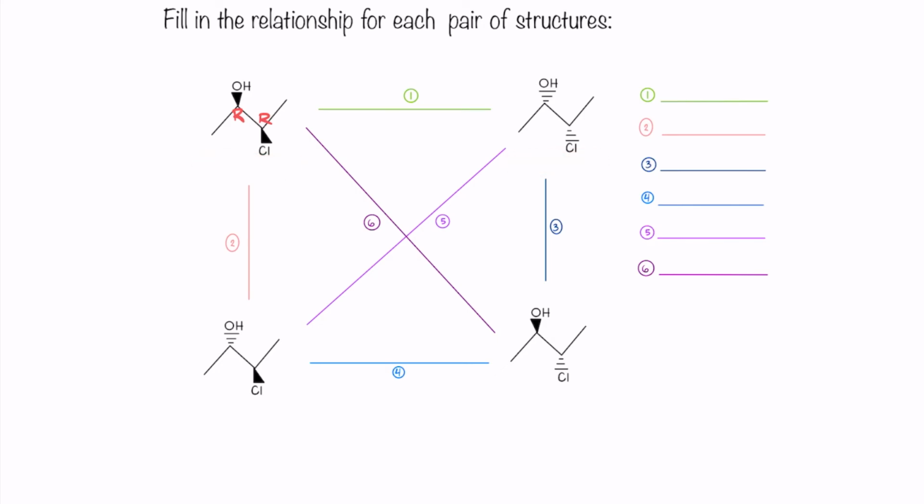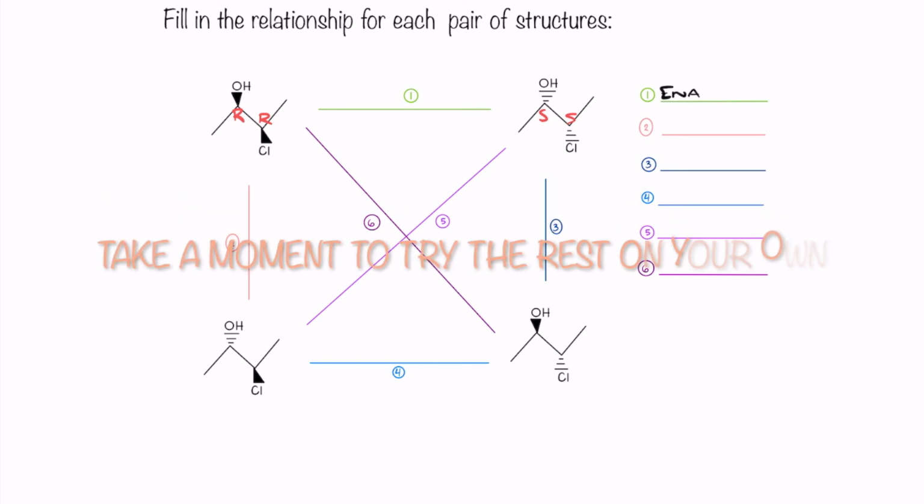And what does that mean? That means both of these chiral centers are going to be SS. If we started off here with RR and we ended with SS, we know that both of these are going to be enantiomers. So we can go ahead and draw that in here as our answer choice.